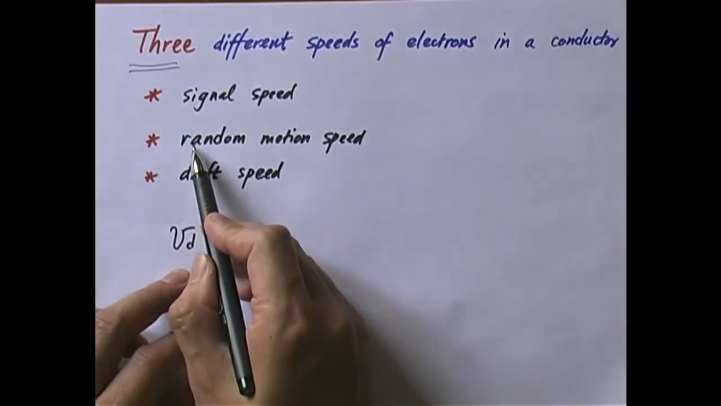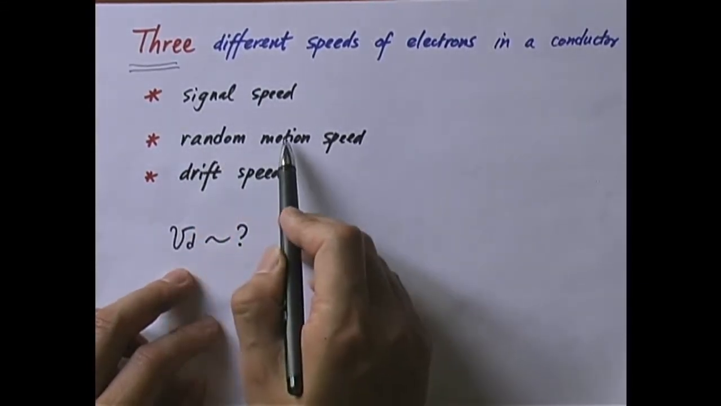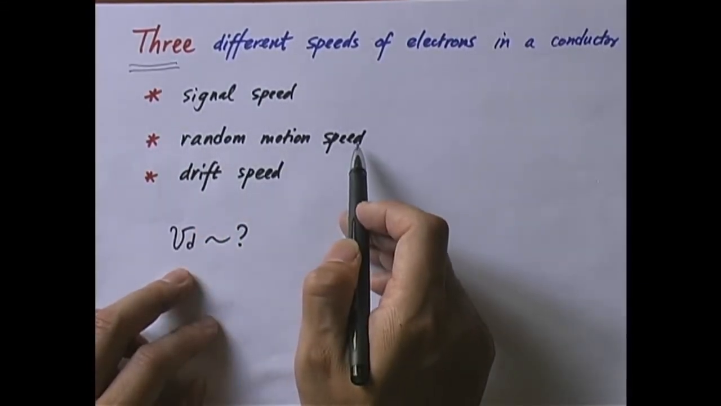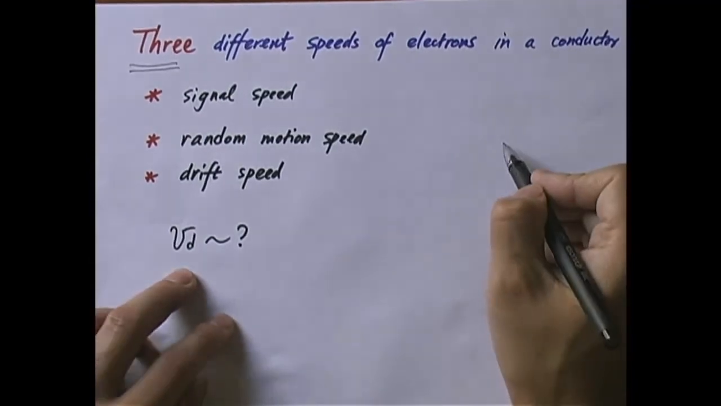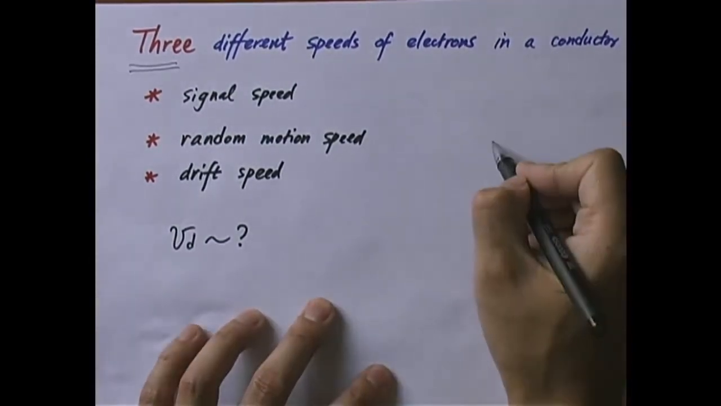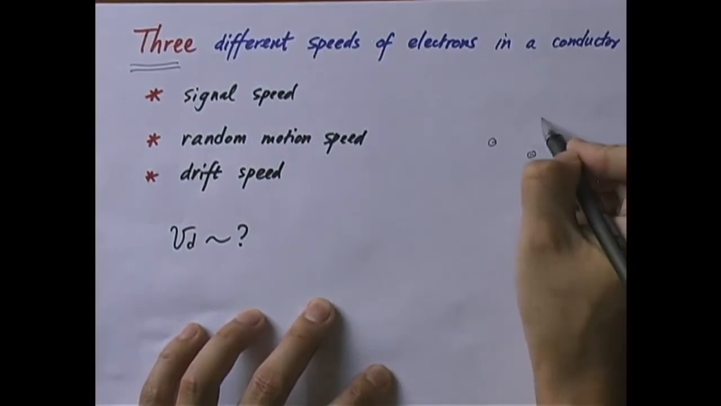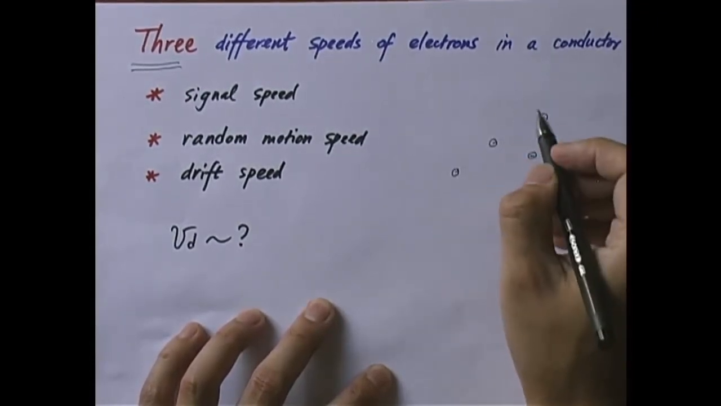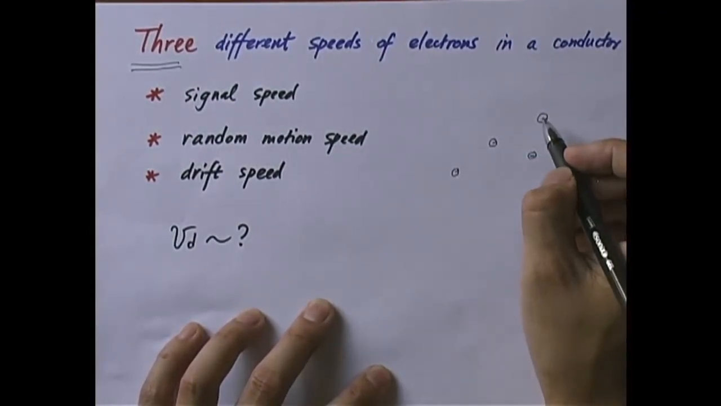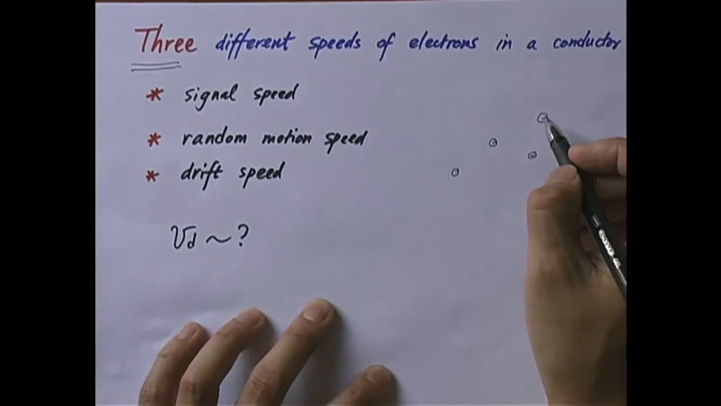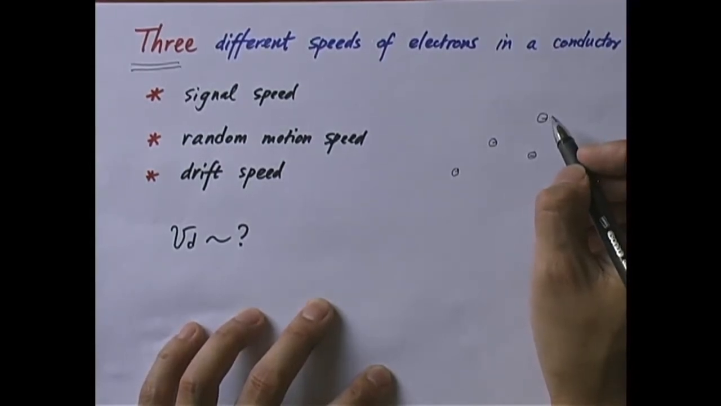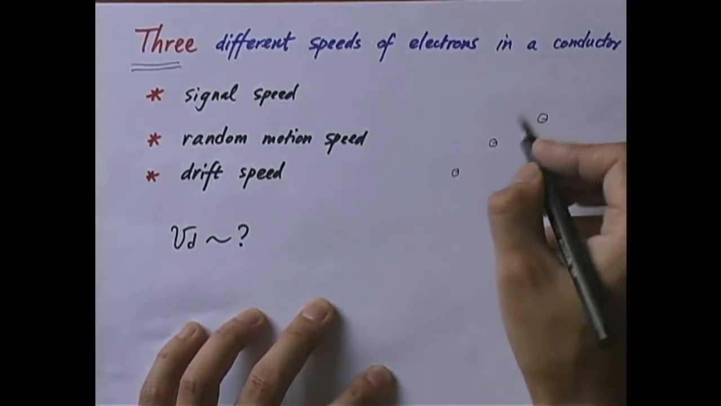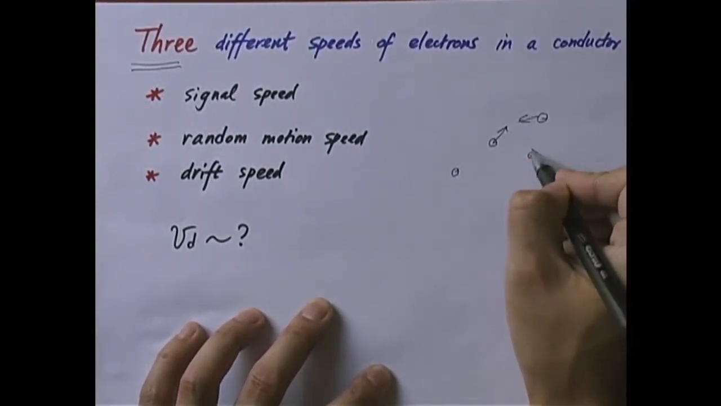The second speed we're looking at is the so-called random motion speed. Now, what does that mean? Every one of these mobile electrons, electron here, electron here, even if there is no current, in the absence of a net electric field, there is no net flow of electrons from any place to any place else. They still move randomly.